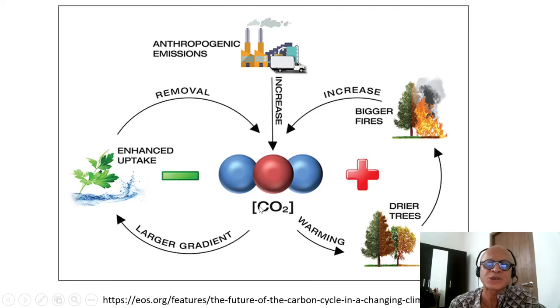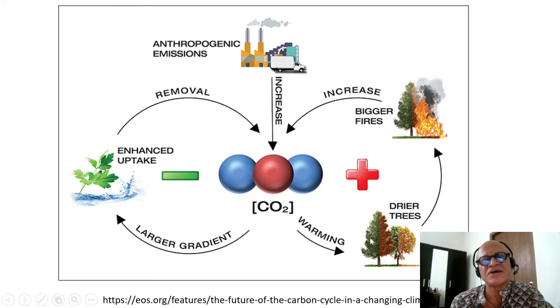Then what actually happens? So we are looking at enhanced uptake by the ocean, by vegetation, land and so on, and removal. So we're looking at negative feedbacks in the system and the warming that is going to create drier conditions. Even though the atmosphere warms, it holds more moisture. This moisture is not uniformly distributed because of the dynamics and the circulation, the details of which you can find in my other courses on my YouTube channel.